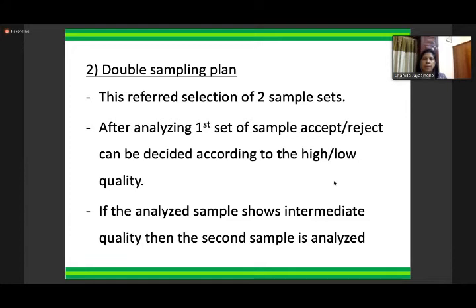Right? Here, if the analyzed sample shows intermediate quality, then the second sample is analyzed. If the second sample is okay, then they accept the sample, or accept the lot. If not, they reject the lot. So let's see more about this.